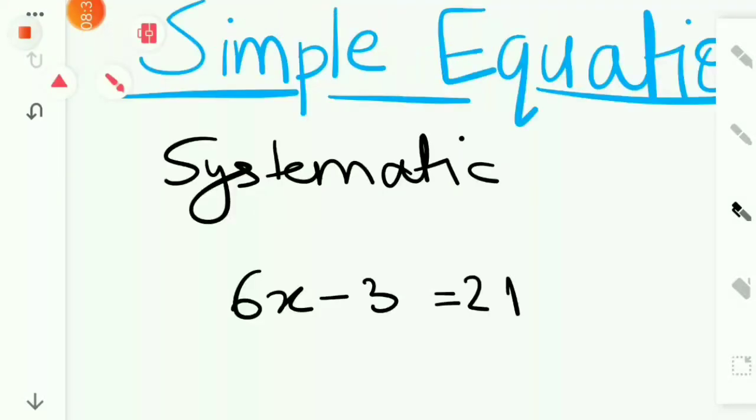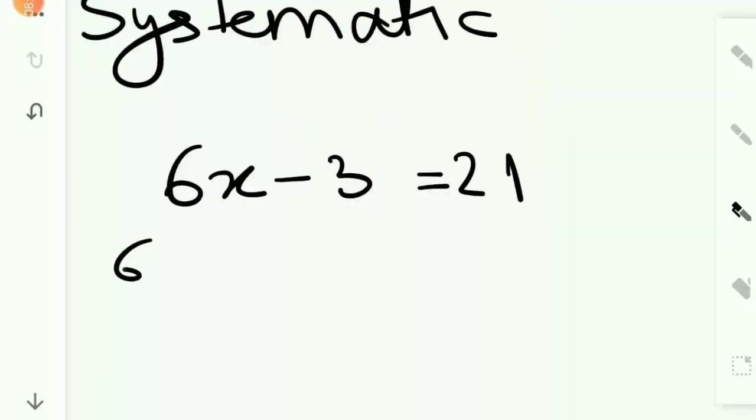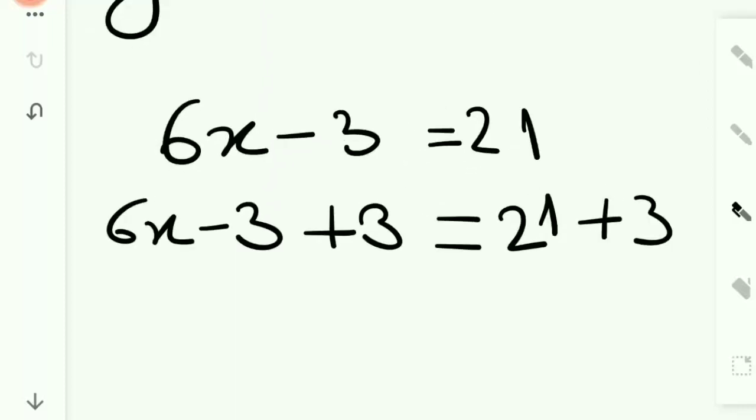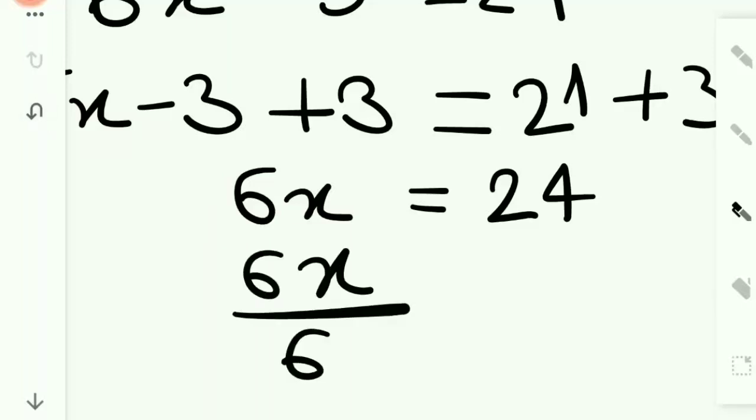That's our answer. Now let's solve this equation by the systematic method, that is the balancing method. So 6x minus 3. First we remove addition or subtraction. This is subtraction, so to remove this, we'll have to add 3 here. If I have added 3 here, I'll add 3 on the right hand side as well. So minus 3 plus 3 get cancelled and I have 6x here. 21 plus 3 is 24. This is in multiplication, so to remove this, we'll have to divide the left hand side by the same number.